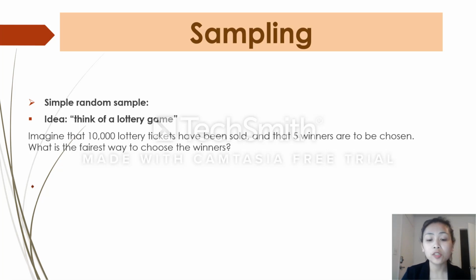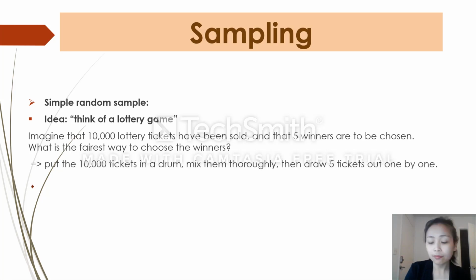For example, if the game just collects winners from only women or winners from only men, then the game is not fair. So the property of a lottery game is that we care about randomness and fairness. So what is the fairest way to choose the winners in this situation?